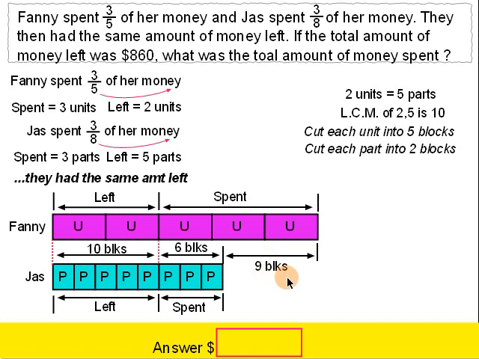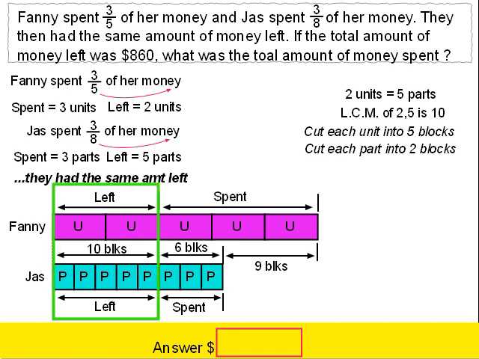Alright, if you don't want to cut the model, you have to make sure that you indicate all this precisely first, to prevent careless mistakes in calculations. Now, we are told that the total amount of money left was 860.